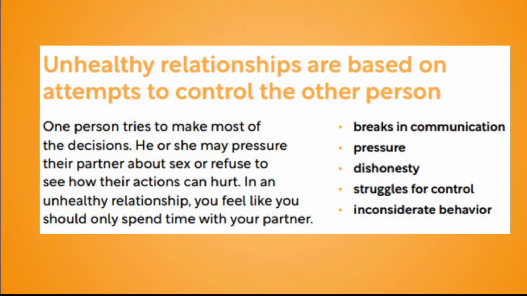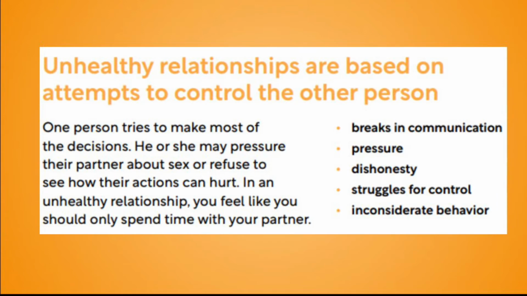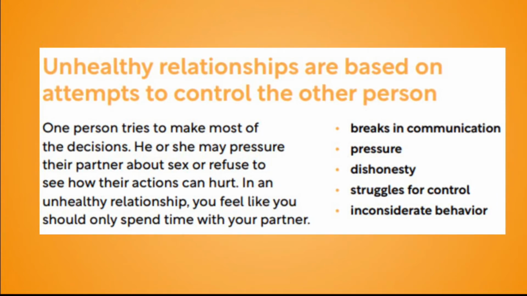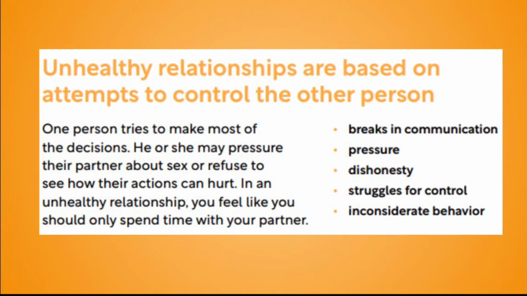Unhealthy relationships are based on attempts to control the other person. One person tries to make most of the decisions. He or she may pressure their partner about sex or refuse to see how their actions can hurt. In an unhealthy relationship, you feel like you should only spend time with your partner. Some of the characteristics include breaks in communication, pressure, dishonesty, struggles for control, and inconsiderate behavior.